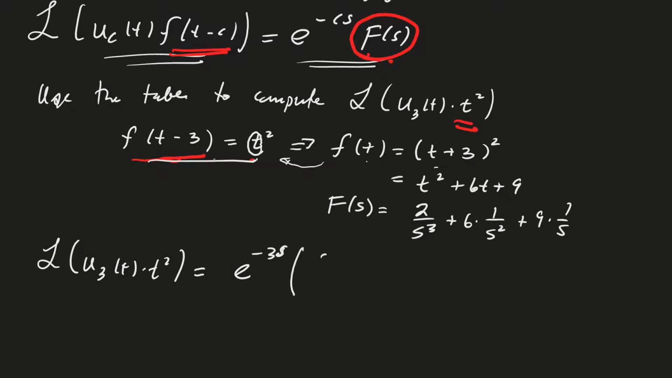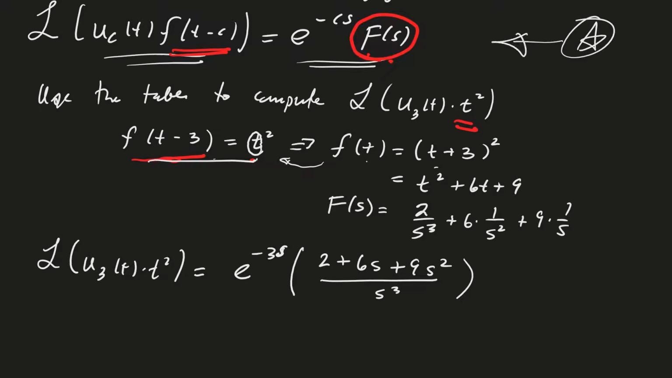So 2 plus, I'm going to go ahead and write that as 6s plus 9s squared, all divided by s cubed. Sometimes that's a nice way to write that. Very good. You don't have to write it that way, but that is a nice way to do that. All right. So this was an example showing you how to use this table entry. This can be kind of tricky, so you might take a look at this example one more time.